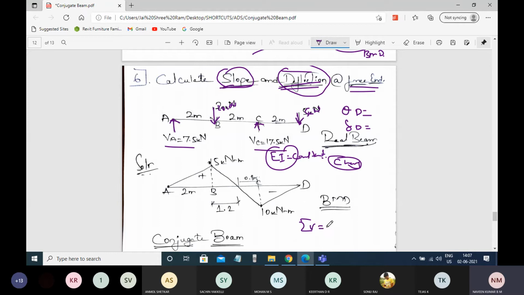That is summation V equals to 0. So that is VA plus VC equals to total load. Total load is 20 kilonewton plus one more, 5 kilonewton.